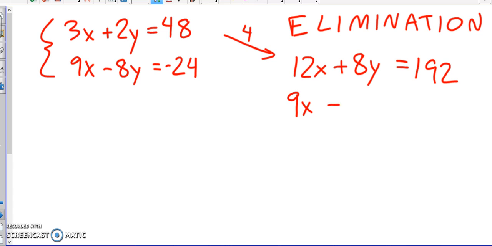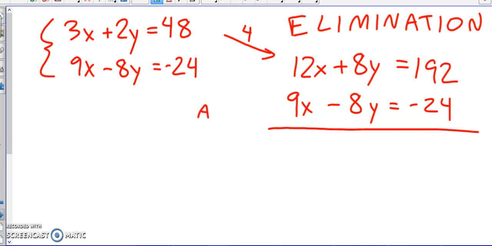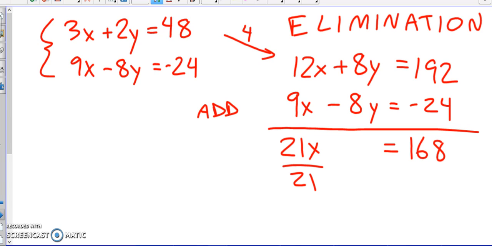And then this one I could just keep the same. And then I add 21x equals 168. I can divide by 21. Eight. Does this method sound somewhat familiar? Yep. Now what?